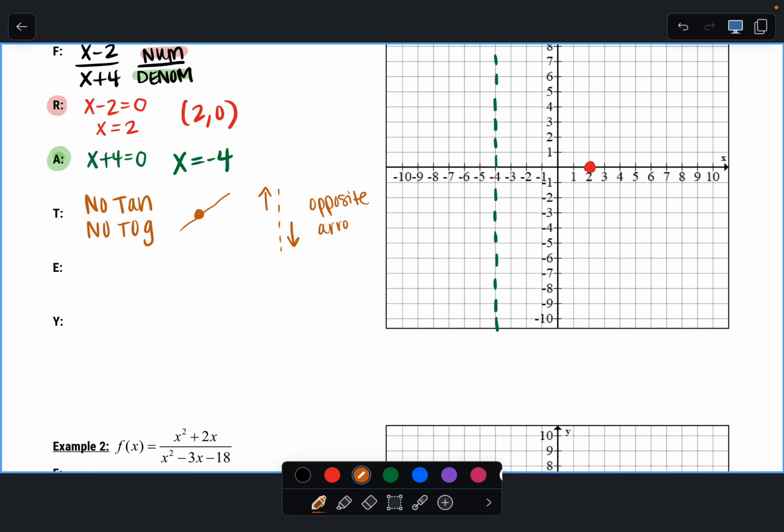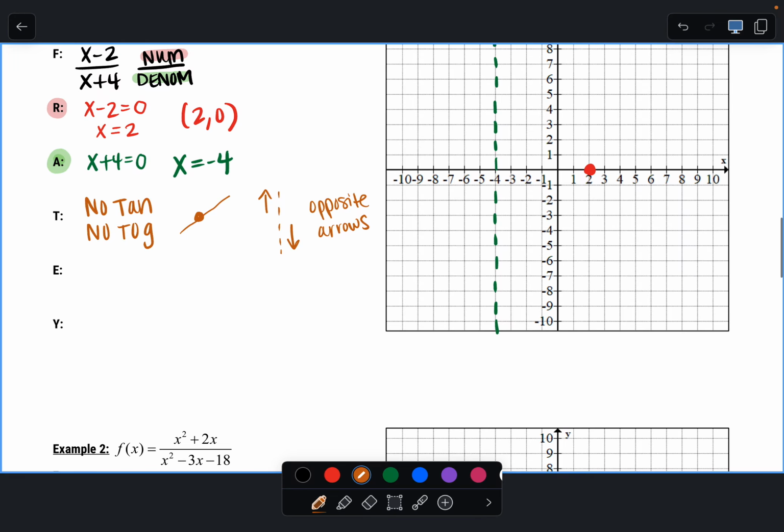Now, I drew this picture not knowing if it's going to be an up and down. As long as they are facing opposite directions at the asymptote, that is what we want. So opposite for no togetherness. Togetherness would mean they come together and go in the same direction. We're not going to have that today at all.